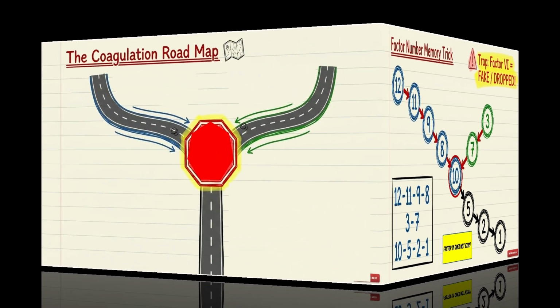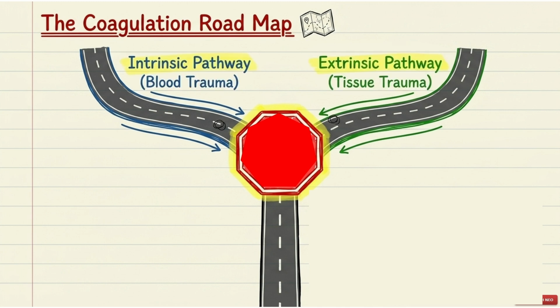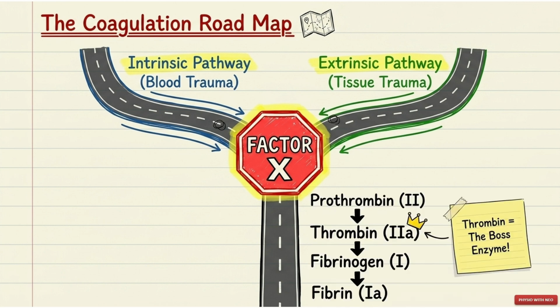Now let's convert the entire cascade into a road map. Imagine two roads. One road is intrinsic, the second road is extrinsic. Different roads, different starting point, but both roads reach the same junction, that is factor 10. And after factor 10, journey becomes easy. That is, the prothrombin becomes thrombin. This thrombin converts fibrinogen into fibrin, and fibrin forms the clot. Remember this line. Different roads, same junction, factor 10.